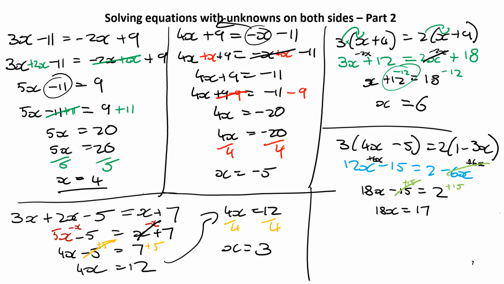And now if I go 18x equals 17, I can divide both sides by 18. What I get as an answer, and not a typical one we've been seeing, is x equals 17 over 18. Okay, and so that's how you can solve different equations with unknowns on both sides.